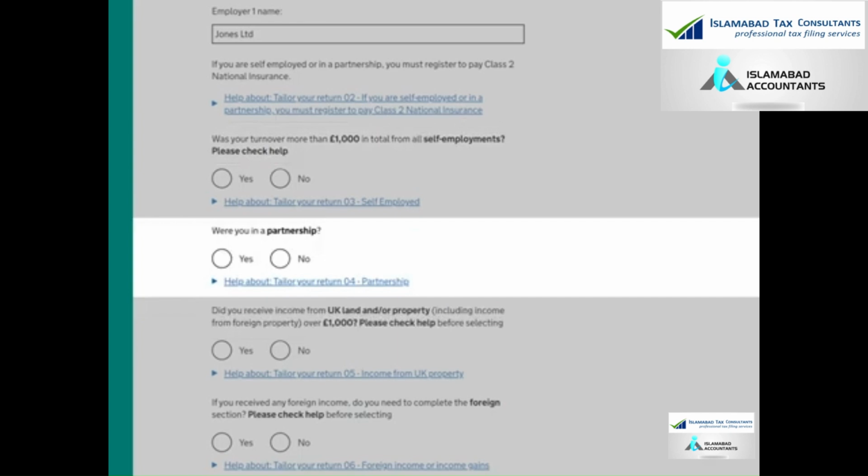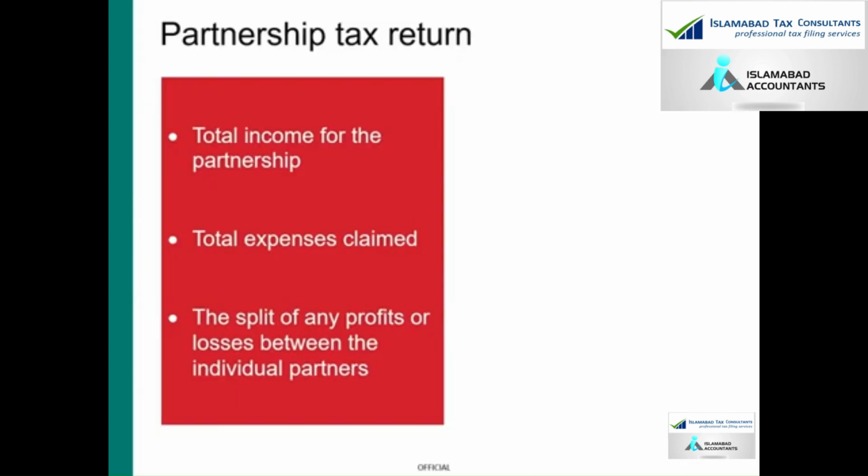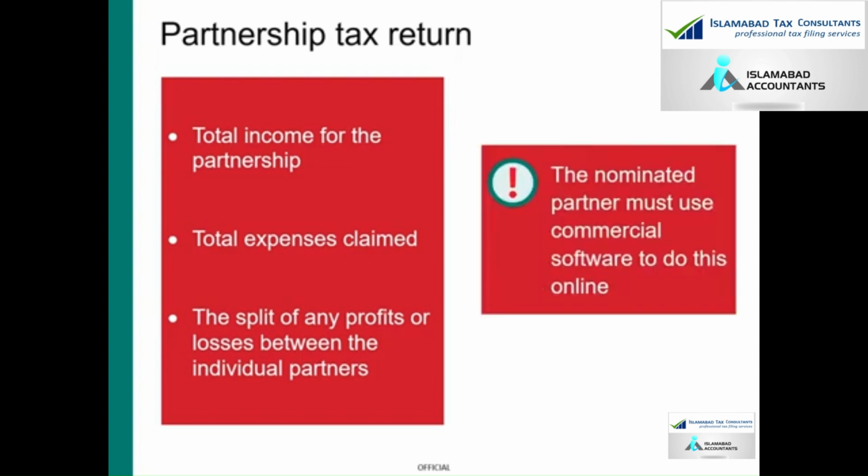This question about partnership income is for your own share of the income from the partnership, not the whole partnership. In a formal partnership, one nominated partner is responsible for filling in the tax return for the whole partnership. This will show the total income for the partnership, total expenses claimed, and the split of any profit or losses between the individual partners. The nominated partner must use commercial software to do this online.